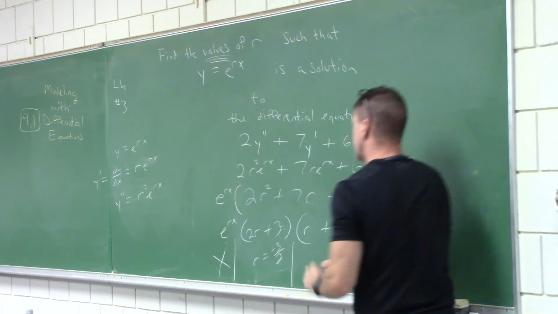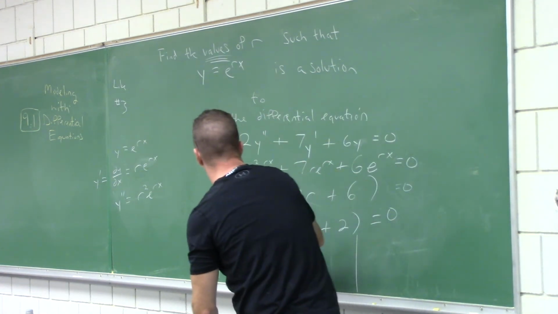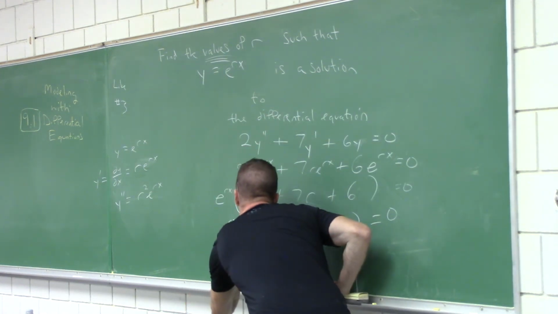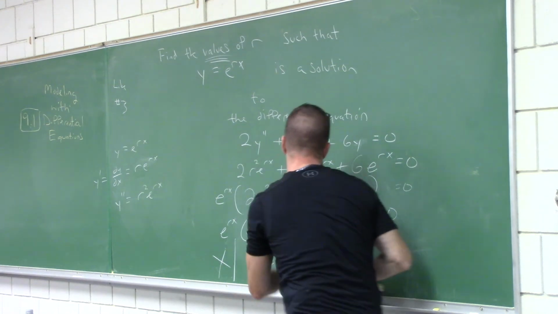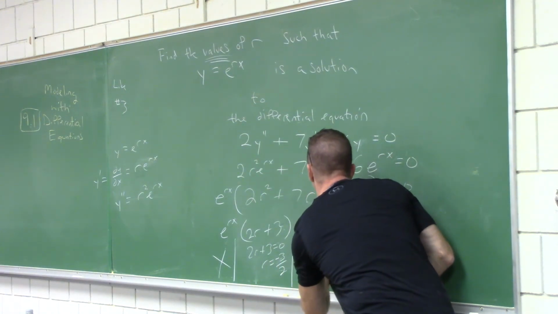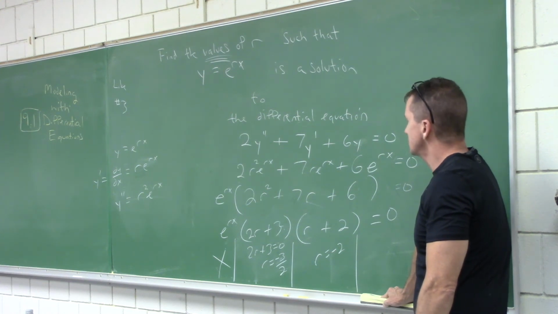I should show that in case people don't know how that fraction came up. 2r plus 3 equals 0. Subtract the 3, and r equals negative 3 halves. And what's r equal to here? Negative 2. Cool.